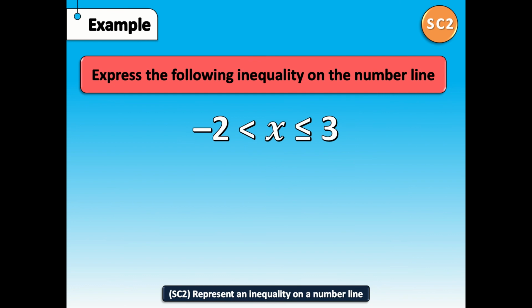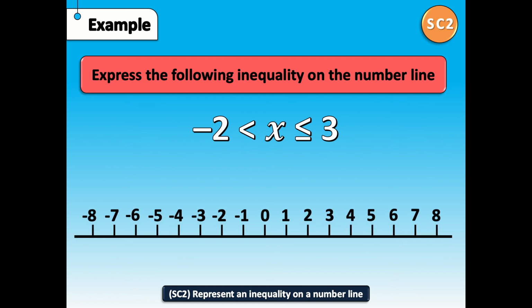This time we want to express this inequality on the number line. So minus 2 is less than x, which is less than or equal to 3. So we put a circle above minus 2 and a dot above 3 because x is less than or equal to 3, so we use a dot, but minus 2 is less than x, so we put an empty circle. And we simply just join these two up.